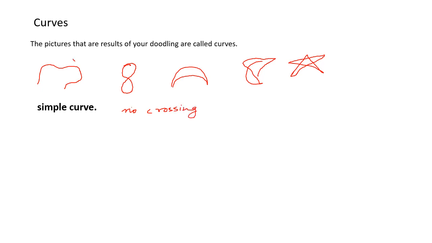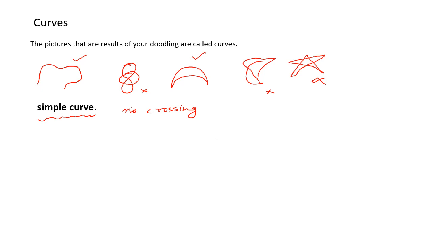For example, first one, there is no crossing. In the second case, when you see, it is crossing over here. Starting is there, ending is there, but then in the third case there is no crossing. Here it is crossing. Here again it is crossing. In all these cases it is crossing. So simple curve means the curves which are not crossing. Which are the simple curves here? The ones which I have ticked. The first one is a simple curve. The third one is a simple curve.